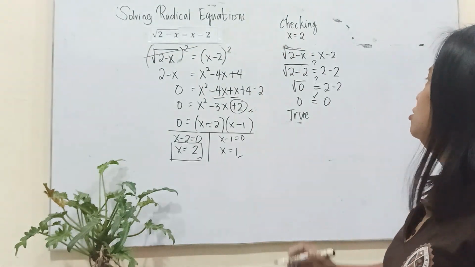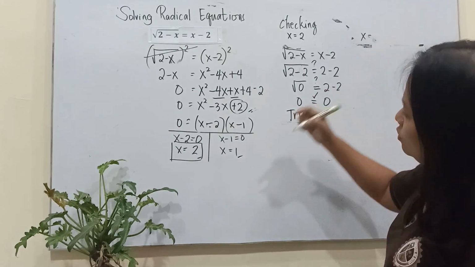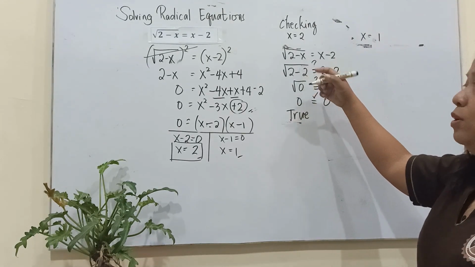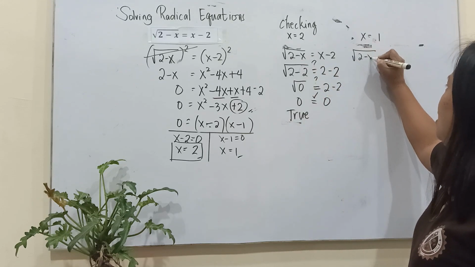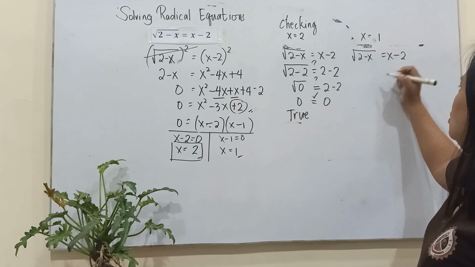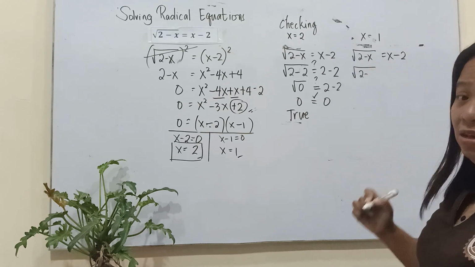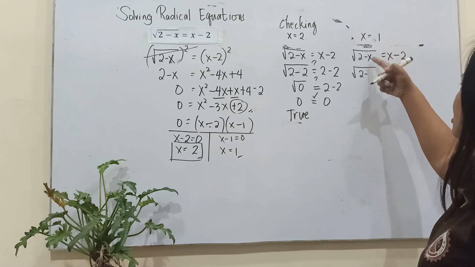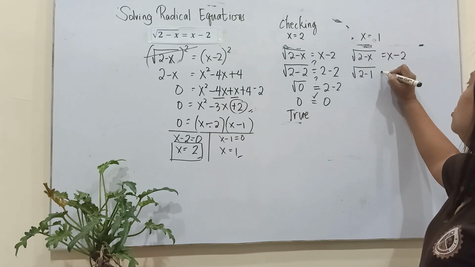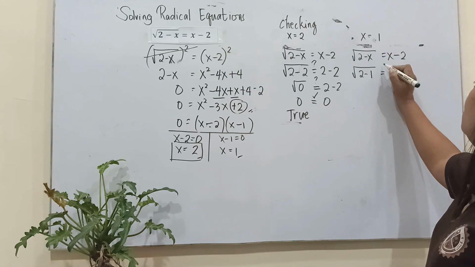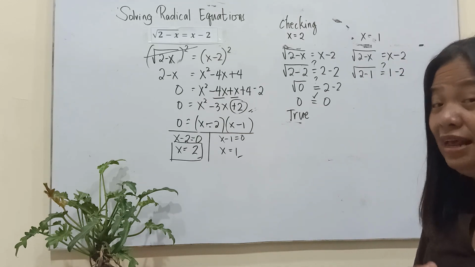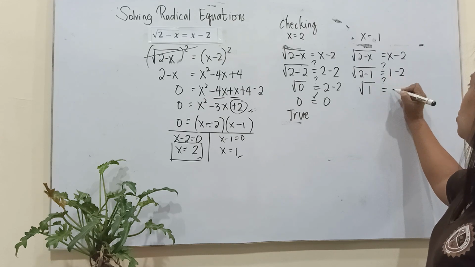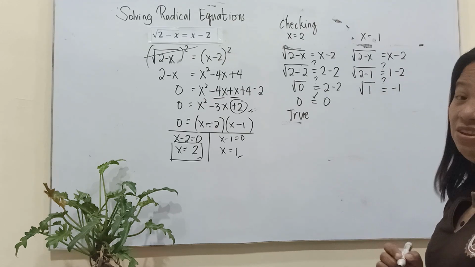Now, we will check also x equals, what's the other one? x equals 1. Going back again to the original equation, we have square root of 2 minus x equals x minus 2. So, substituting the value of our x, which is 1, to all the x's, we have square root of 2 minus 1 equals 1 minus 2. Are they really equal? Let's see. Square root of 2 minus 1 is square root of 1. Is it really equal to 1 minus 2, which is negative 1?